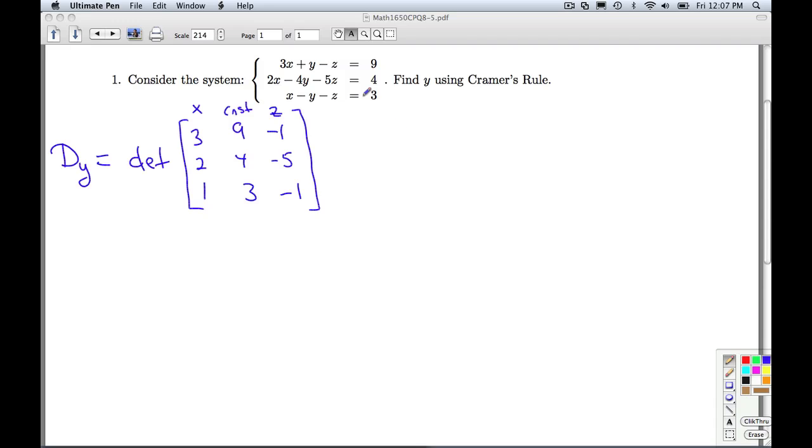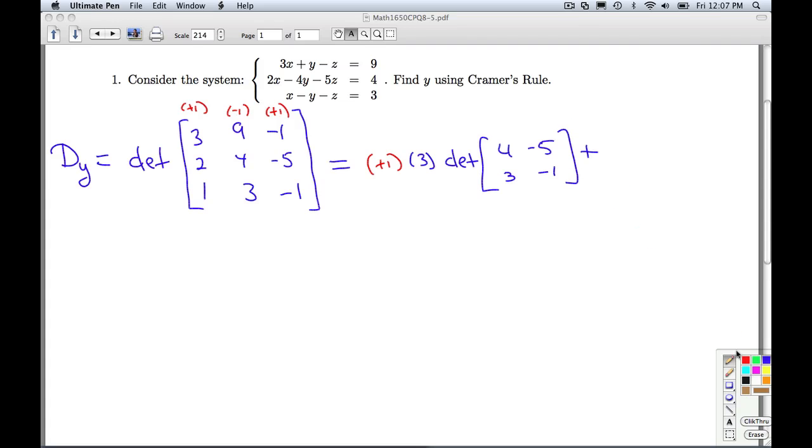And now I expand this the exact same way I expanded the other determinant. So we'll go ahead and expand along the first row. So plus 1, minus 1, plus 1. So this is equal to the plus 1 times the element 3 times the determinant of the little matrix I get by ignoring the first row and first column. So that's 4, negative 5, 3, negative 1.